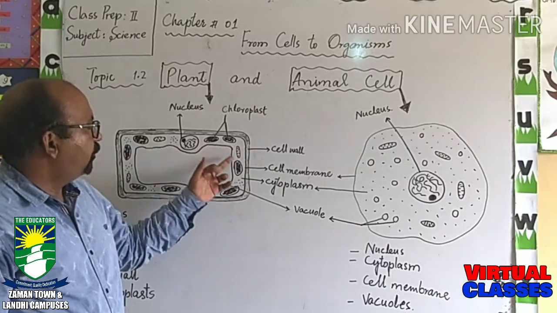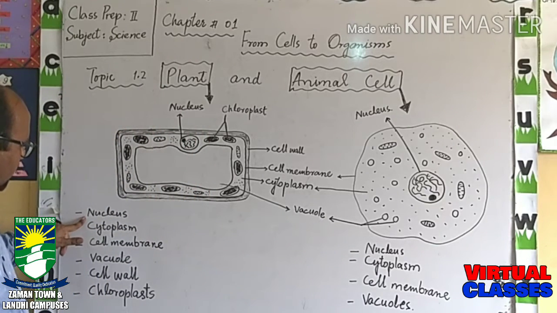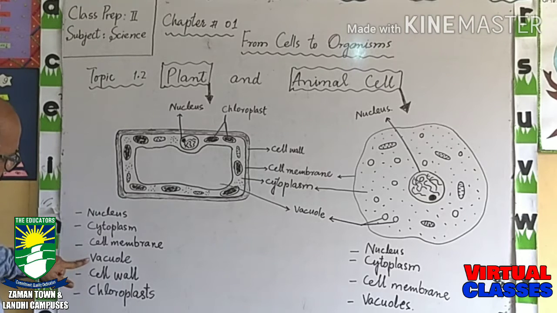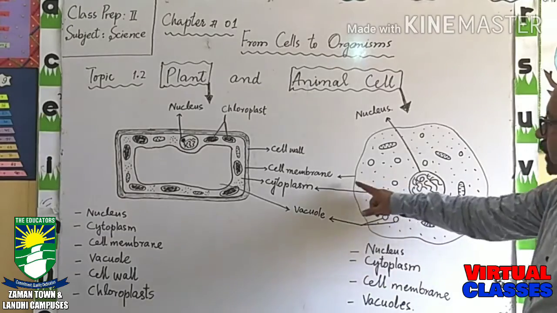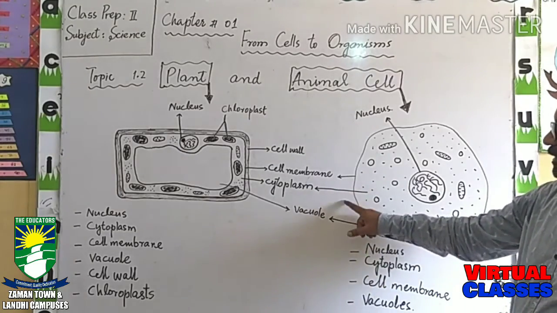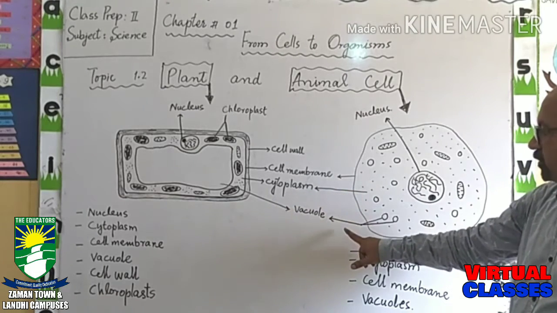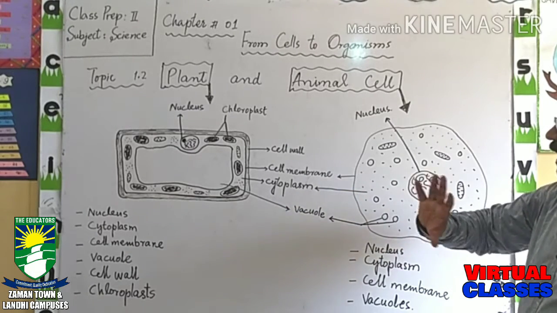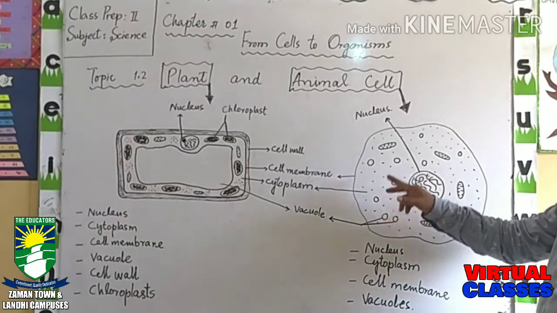So we have seen all the functions of nucleus, cytoplasm, cell membrane, vacuole, cell wall and chloroplast. Now come towards the animal cell. These three things are similar: cell membrane, cytoplasm and vacuole. But a little bit of difference is definitely present, which we will discuss later.